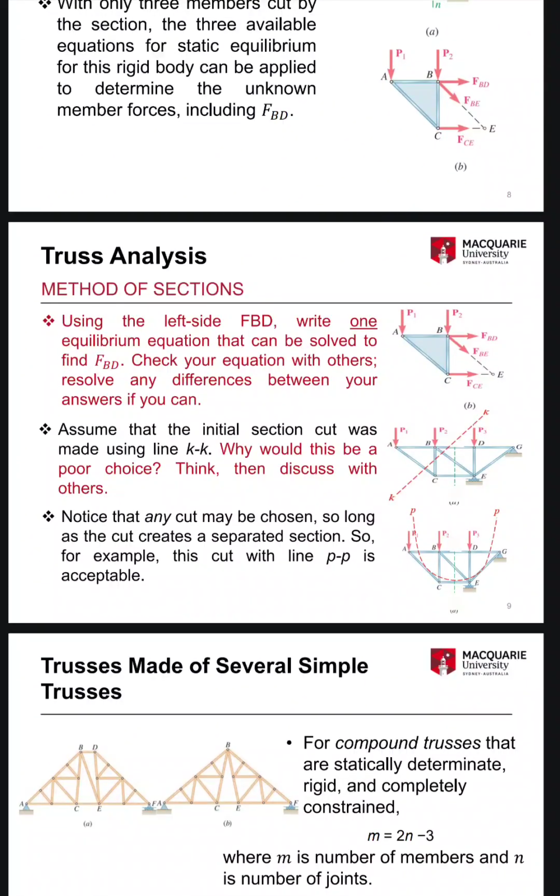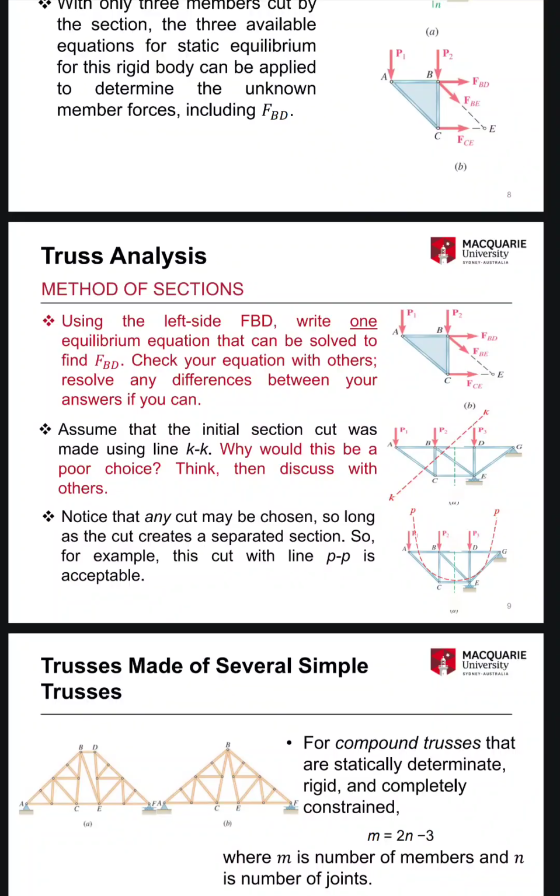Truss analysis, method of sections. Using the left side FBD, write one equilibrium equation that can be solved to find FBD. Check the equations with others, resolve any difference between your answers if you can. P1, P2, FBD, BE, CE.